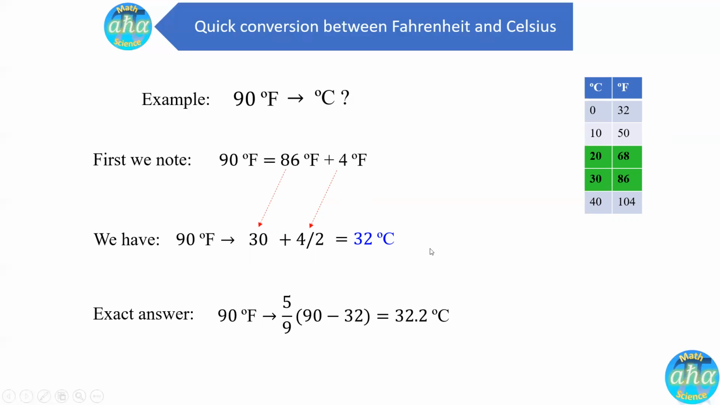In a few seconds, if you know this chart and if you know the rule of thumb that the change in Fahrenheit is twice the change in C, you can easily convert from 90 degrees Fahrenheit to 32 degrees C just off the top of your head.